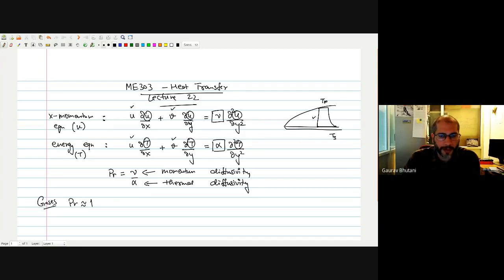So it is the diffusion rate that decides, or it is this quantity nu or alpha that decides how fast the effect is diffusing because of the presence of the plate. So if my Prandtl number is of the order of 1, around 1, then what I see is that my momentum boundary layer grows similar to my thermal boundary layer.